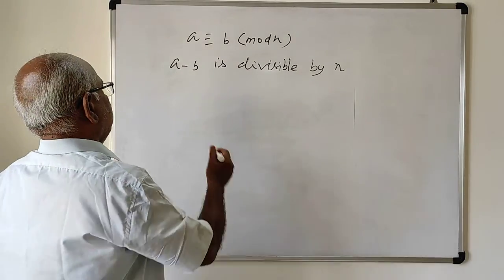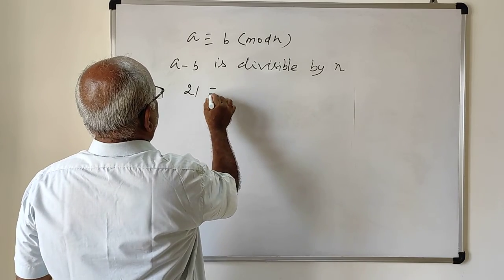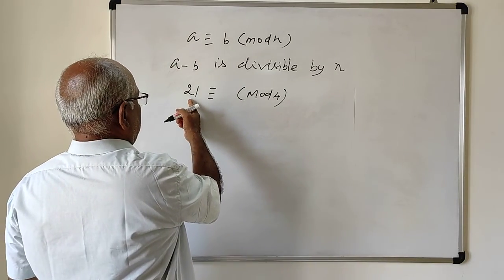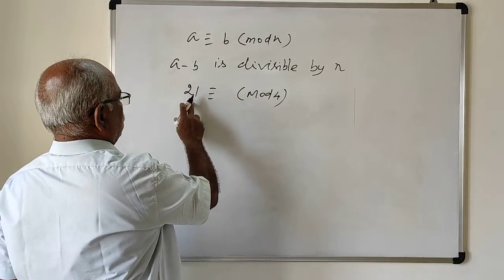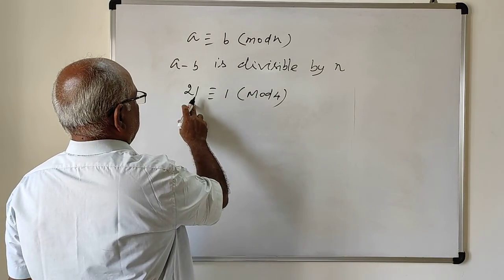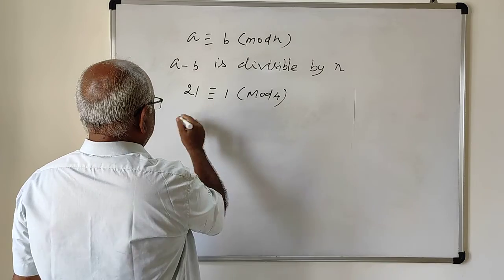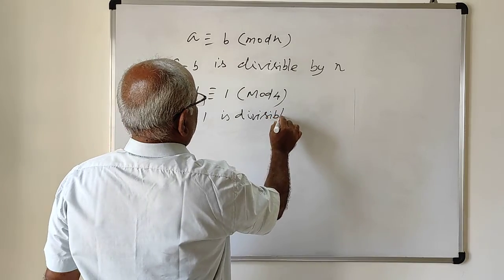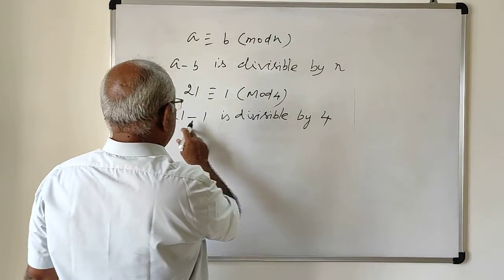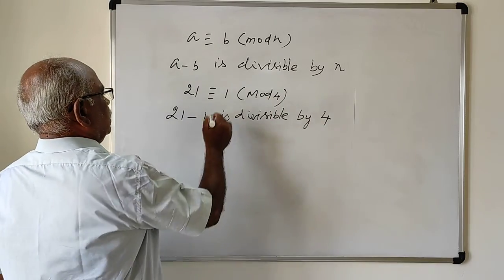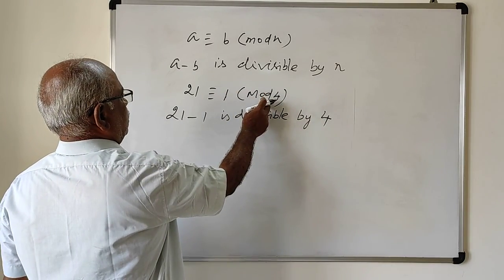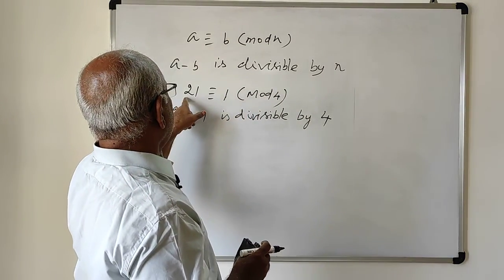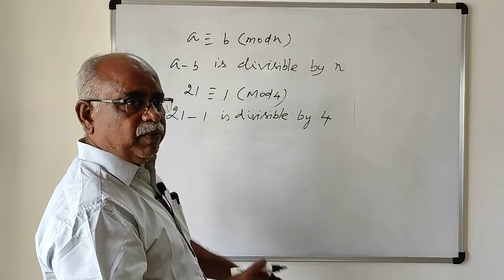I recall once again, for example, 21 congruent to what mod 4. So you divide 21 by 4. 5 fours are 20. Remainder is 1. So 21 congruent to 1 mod 4. Otherwise, 21 minus 1 is divisible by 4. 21 minus 1 is 20, and 20 is divisible by 4. On 21 divided by 4, the quotient is 5, remainder is 1. Therefore, 21 congruent to 1 mod 4. These things you have seen in the previous video.